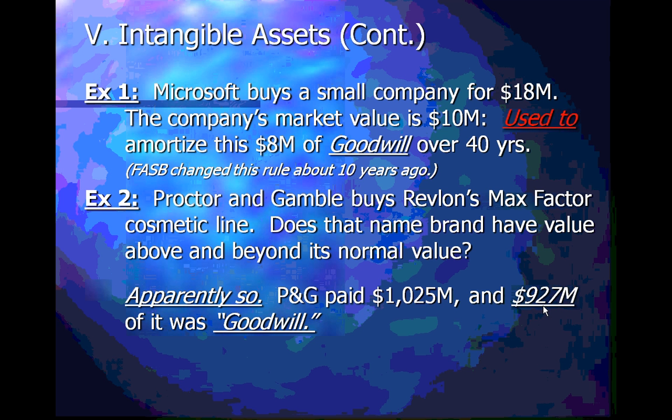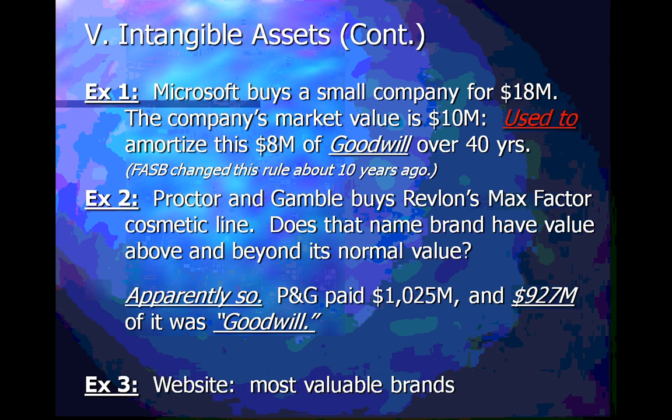So what that means is the Max Factor cosmetic line was worth about 100 million. They paid 927 million over that. And so they paid almost $1 billion of goodwill in excess of the book value of the Max Factor cosmetic line. So that's how intangible assets work.